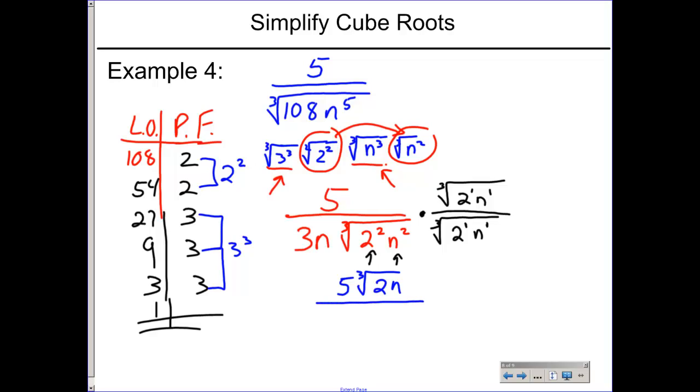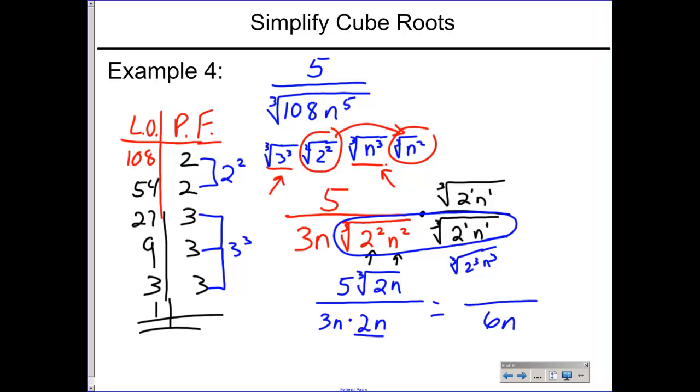And the bottom is going to be 3n times the cube root of... Now when I multiply these together, I will have a 2 to the third power times n to the third power. And when I take the cube root of both, I'll end up with just 2 times n. So I'll end up with a cube root of 2 to the third power, n to the third power when I multiply them together. And the cube root of them is just 2n. Now I have a 3n times 2n in the denominator, which is going to give me a 6n in the denominator. And I have a 5 cube root of 2n. That is my simplified answer.